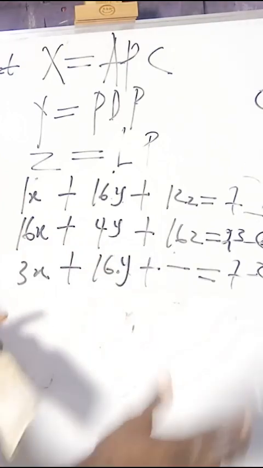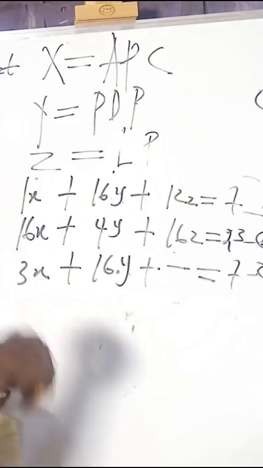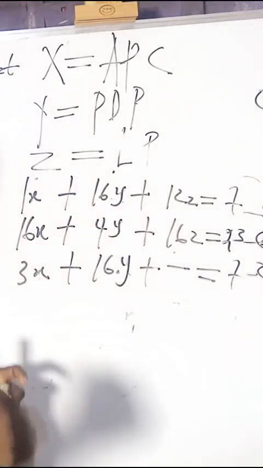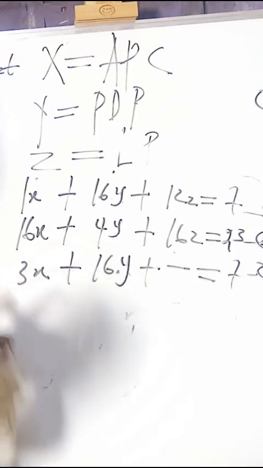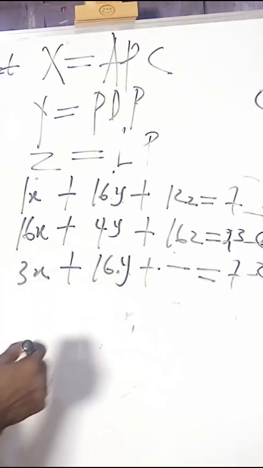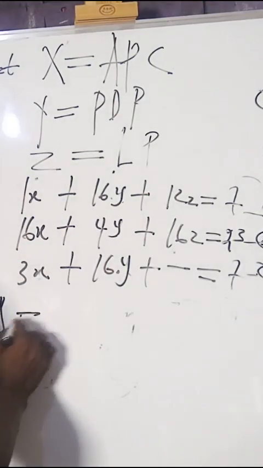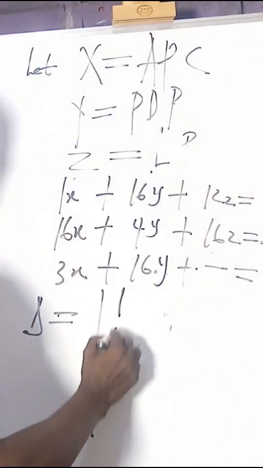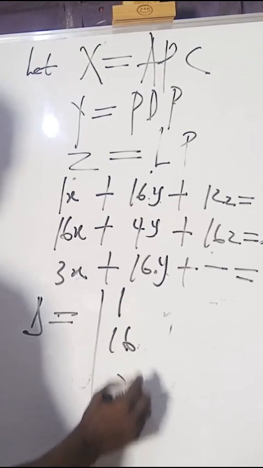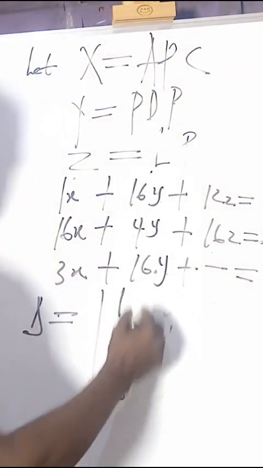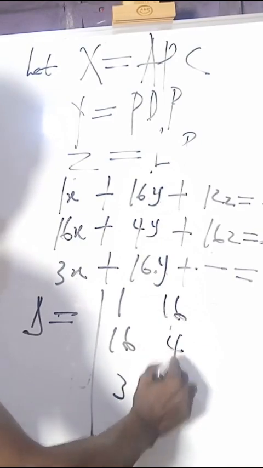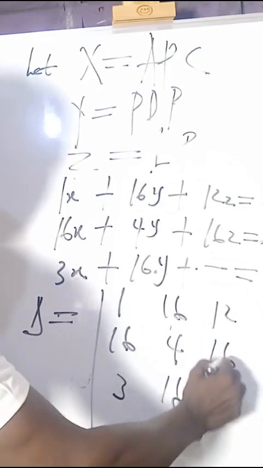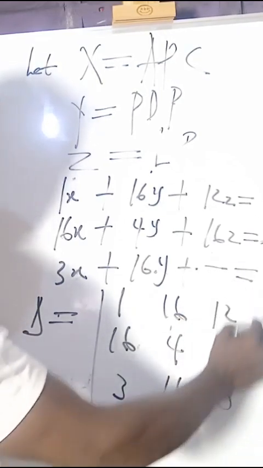Now we can use different methods in obtaining the values of x, y, and z, but I want to adopt one particular method, which we call the matrix method. So using the matrix method, we are going to have delta, and that is equal to, considering just the numerals, 1, 16, and 3. Then on the next column, we have 16, 4, and 16. Then the next one is 12, then you have 16, and of course this is nothing, and that is 0.